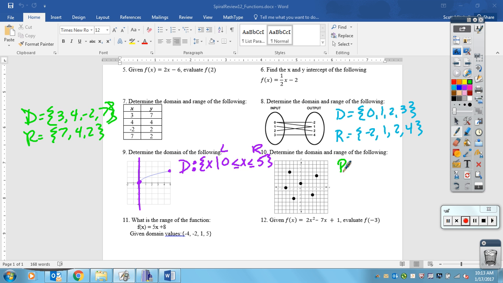Determine the domain and the range of the following. Domain is just all of my x's. It crosses at negative 4, negative 3, negative 2, at 0, at 3, and at 4. It's not all the spots in between, it's just these particular points. So you can't treat it as continuous. Range, similarly, how far down does it go? It hits at negative 3, negative 2, 0, 1, 3, and 4.